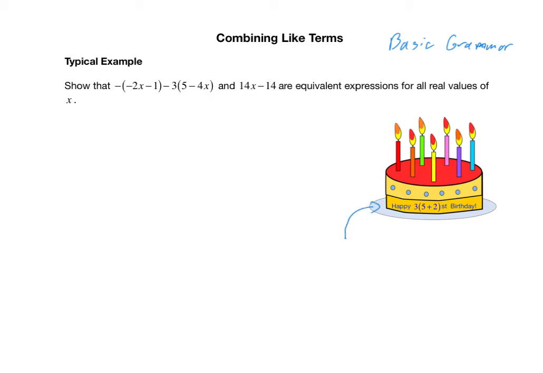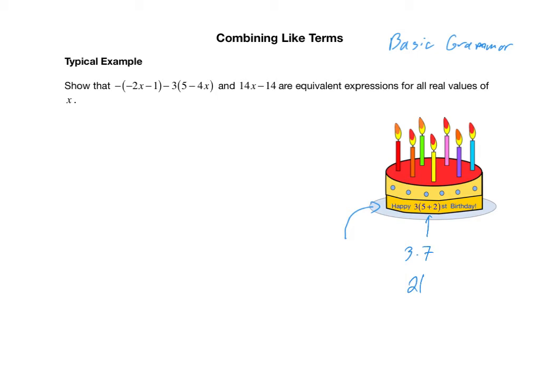Suppose a parent wrote this on their kid's 21st birthday cake. Is it correct? Happy 3 times the quantity 5 plus 2 birthday. Technically, yes, because according to the order of operations, we would do that sum first. And when you put the 3 up against that sum, that means you're multiplying those two things, and 3 times 7 is 21. So technically, this is the same thing as saying happy 21st birthday. However, we wouldn't do that.